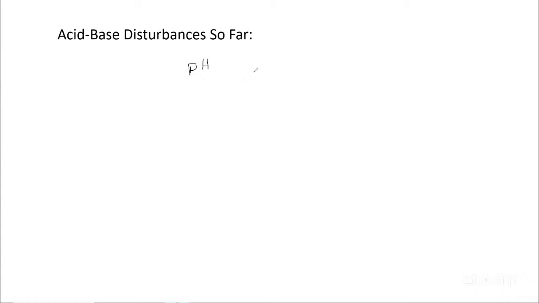And we know that we can define acidosis and alkalosis by looking at the pH and how it corresponds to our normal range. So if our pH is too low, and too low for us is going to be less than 7.35, that's acidosis. Okay, so that's our definition of acidosis. And on the other side, we have alkalosis if we have our pH above 7.45.